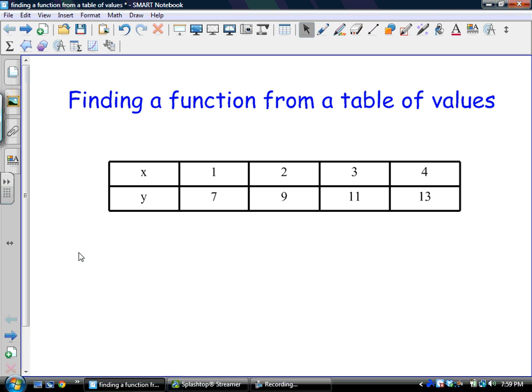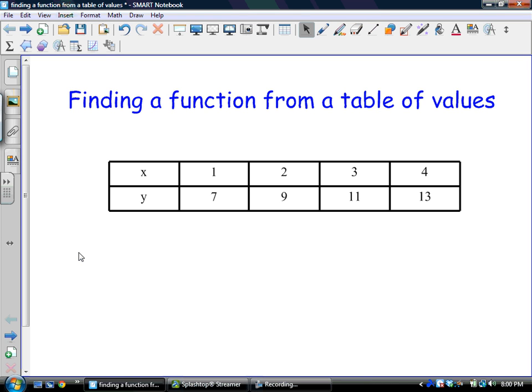Alright, the last thing we're doing in chapter 11 is trying to basically go backwards from what we've been doing. The whole time in chapter 11, the biggest thing we've done is we're given a function, a relation, an equation with two variables, and we want solutions, we want inputs and outputs. We made a table of values to get those. Now we're going to be given the table of values. We want to go back and figure out what function this table of values came from.